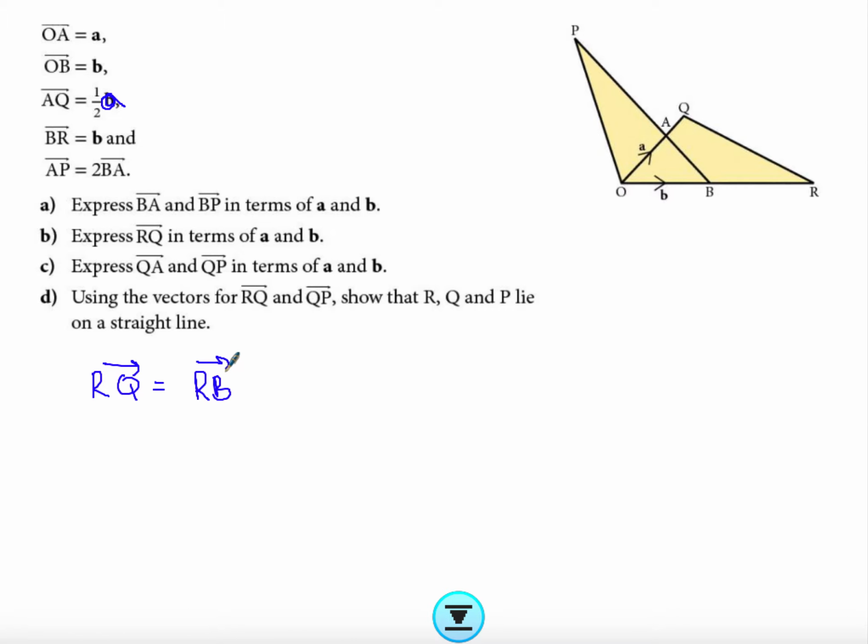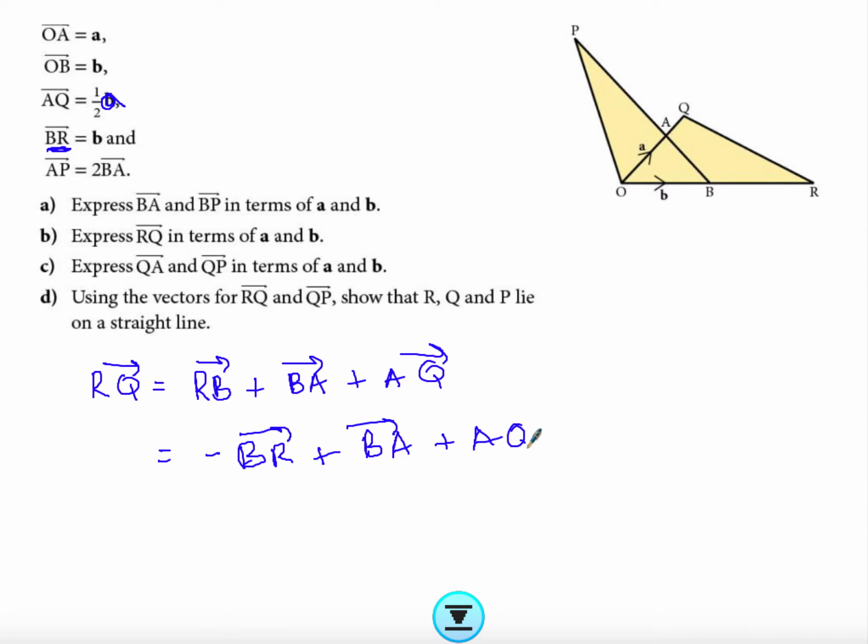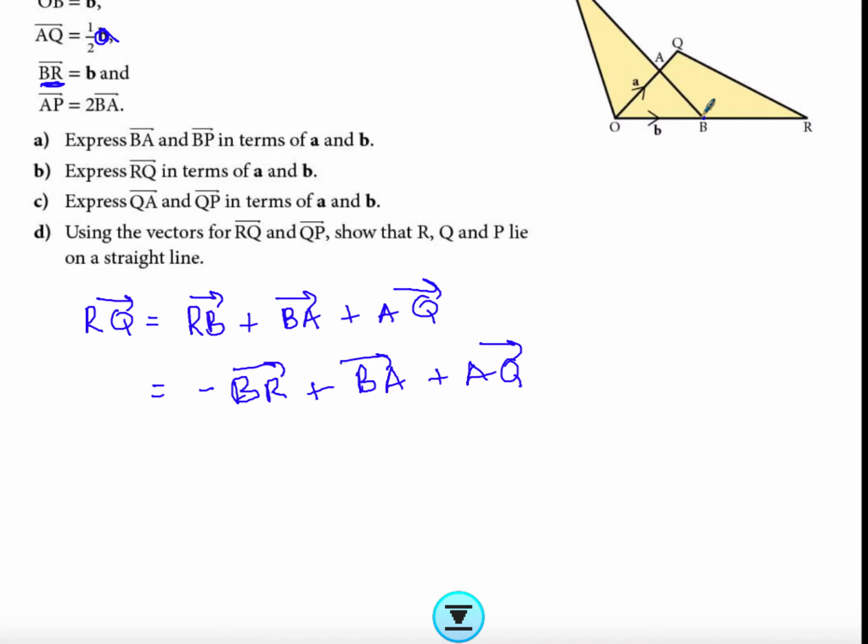Let's try R to B, B to A, and then A to Q. R to B is basically the opposite of B to R, so it's the negative of B to R. And then we have B to A and then A to Q. Now you can try going R to B, B to O, O to A to Q as well, and I would encourage you to try it just to check that you get the right answer.